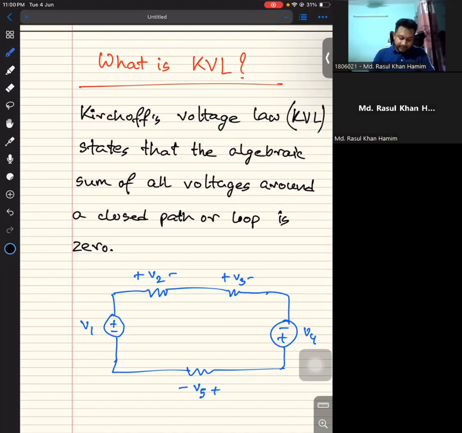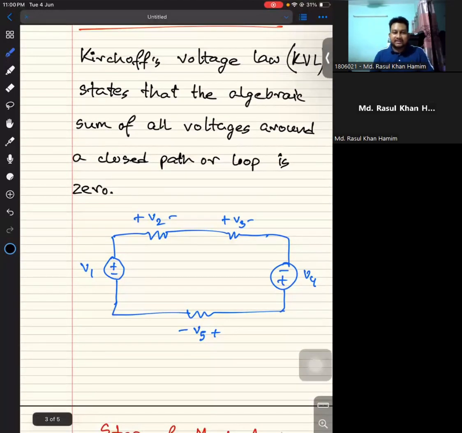For example, if we look at the given circuit and apply KVL to it, we can write that minus V1 plus V2 plus V3 minus V5 plus minus V4 plus V5 equals 0. If we apply KVL to this loop, we can write this equation. As you can see from the equation, it indicates that the sum of voltage rises is equal to the sum of voltage drops.